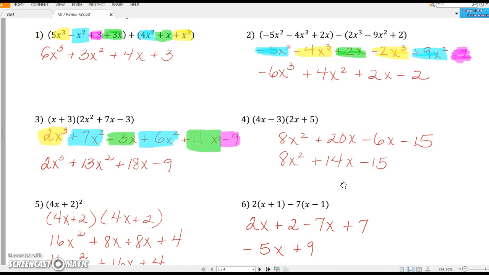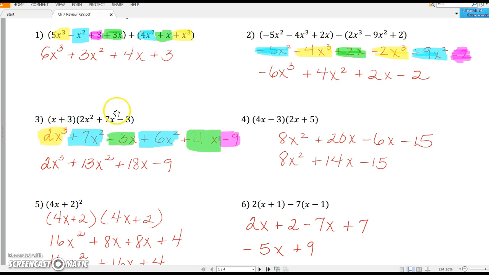On number 3, you can work this a couple of different ways. What I did is I just distributed the x times the 2x squared to get 2x cubed, x times 7x to get 7x squared, x times negative 3 to get negative 3x, and then distribute the 3 times all 3 terms, and then combine like terms. You can set these up vertically, so you could write the x plus 3 underneath and multiply like you would 123 times 12 or something like that. So both strategies can work.